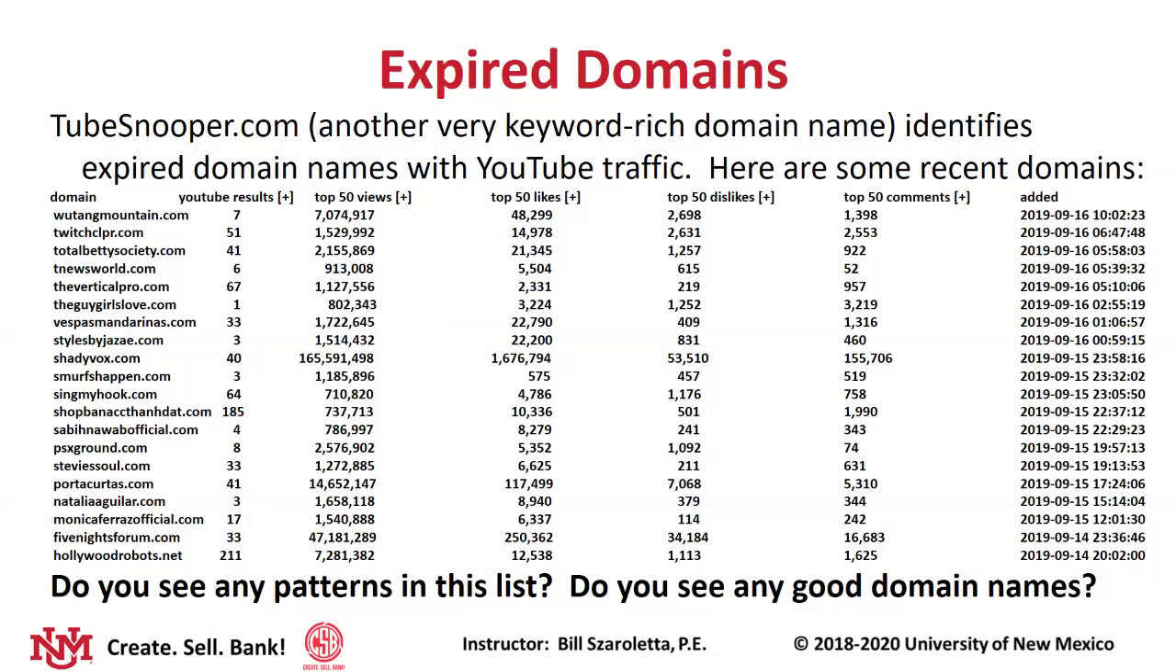This is, again, the same thing. That's another way. But do you see any patterns here? In part of filling in the valuations of these things is the number of videos that are up there, the number of views. Is there an algorithm that would say that psxground.com with a small number of videos and 2.5 million views is better than portakurtas.com, which has 41 videos and 14 million? I don't know the answer to that, but you can explore, and you can use the GoDaddy tool to see what you find out.